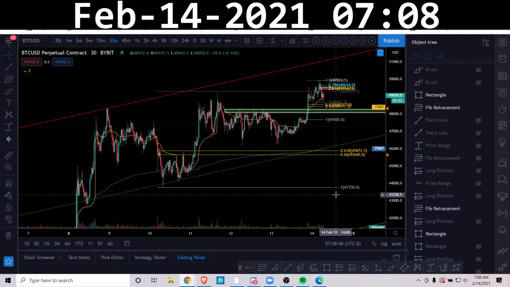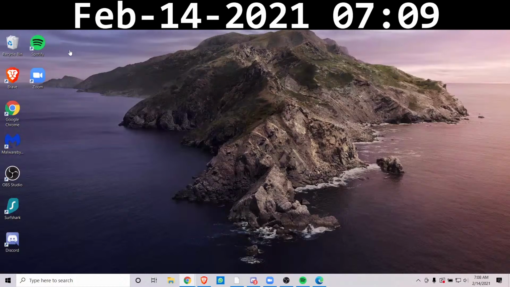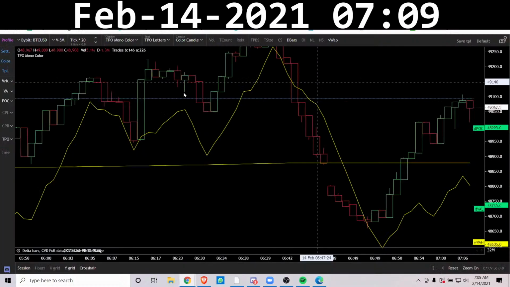Let me pull up the TPO chart. I'm gonna look at some TPO levels with you guys. I'm gonna move this chart over here so you guys can see it. I'm gonna take this off. I'm gonna put this to 20 million.